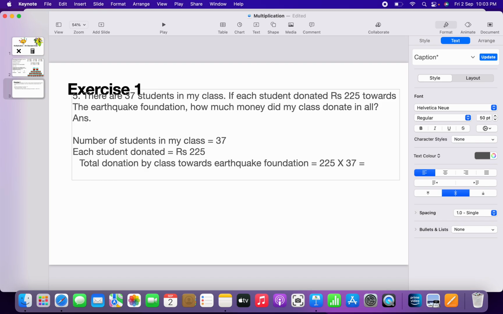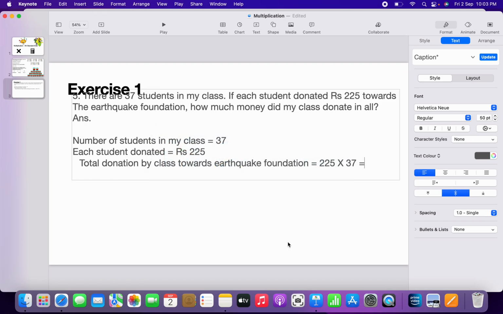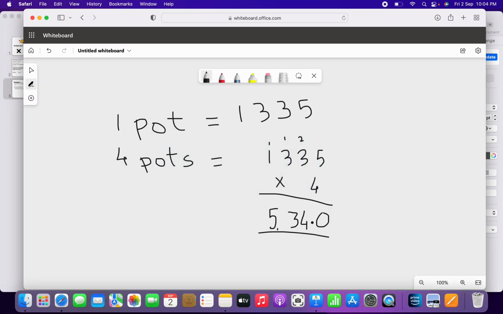Let's calculate. So you guys understood, right? Number of students, each student contributing 225. So for 37 students, what would be the contribution for the whole class, correct? So let's open this up. Hey, where did that go? Okay.